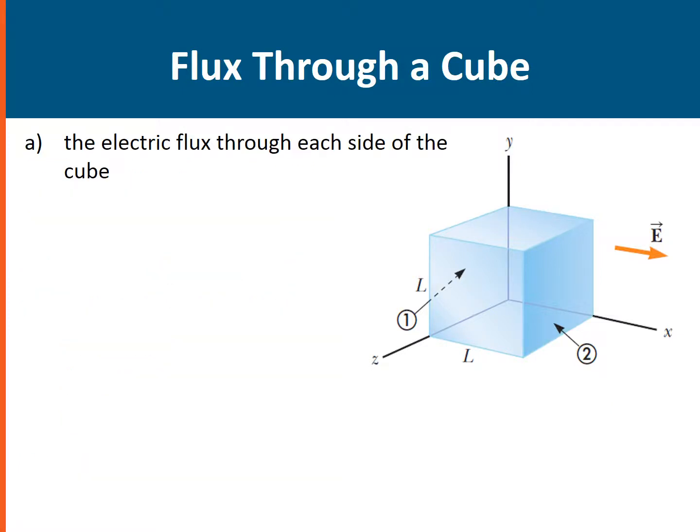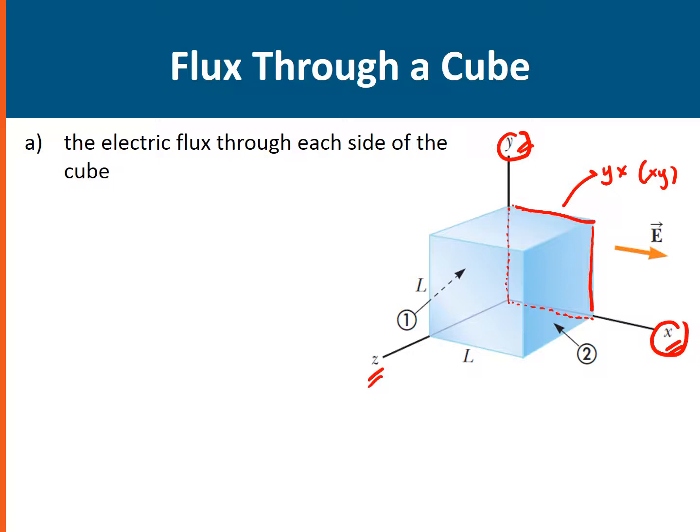Now let us solve part A, find the electric flux through each side of the cube. So our cube is oriented in a three-dimensional space, and we label this as the y-axis. This is the x-axis, and over here is the z-axis. So let's look at this plane here, which is the xy plane, mainly because the plane is composed of the x-axis and the y-axis.